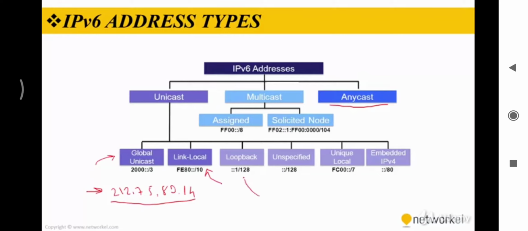And the next thing we're going to focus on is the loopback. The IP version 6 unicast loopback address is equivalent to the IPv4 loopback address, which is 127.0.0.1. The IP version 6 unicast unspecified address is equivalent to the IPv4 unspecified address of 0.0.0.0. And unique local is used for local addressing, and embedded IPv4 helps to migrate to IP version 6.